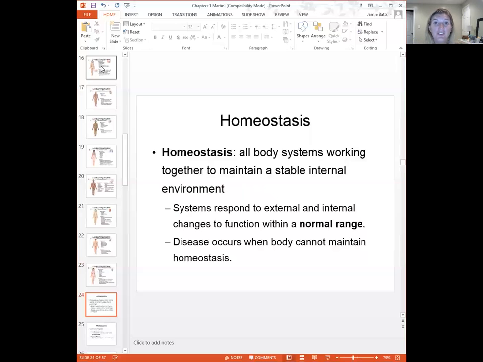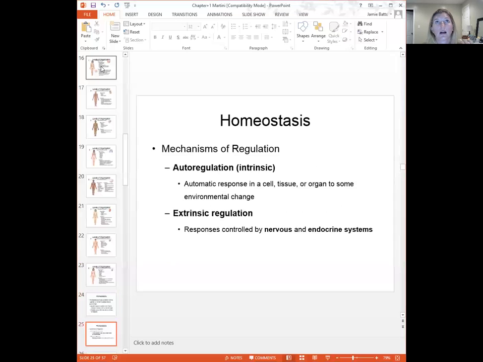This is a concept that you should have been introduced to in other biology courses, and this is all about maintaining a stable condition, a stable environment in your body. This is what allows our body to function within a normal range. In other words, our body temperature never gets too high. If it does get too high, that's a signal that something's going wrong in the body. Same thing with pH, right? Same thing with osmolarity. All of those things have to stay in balance.